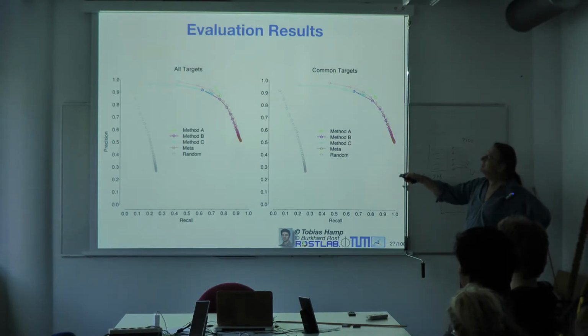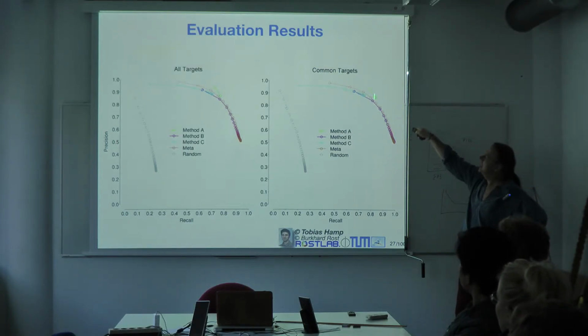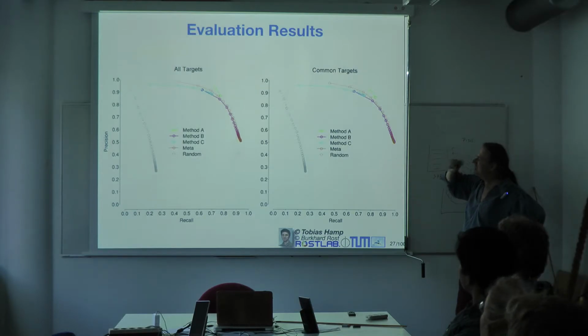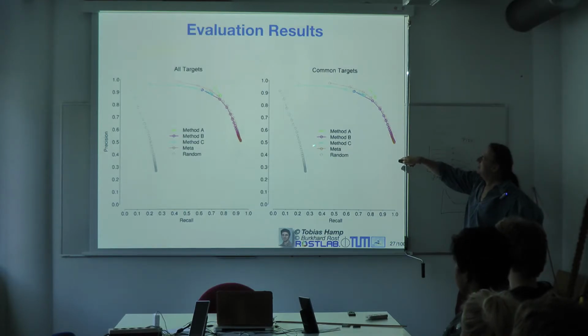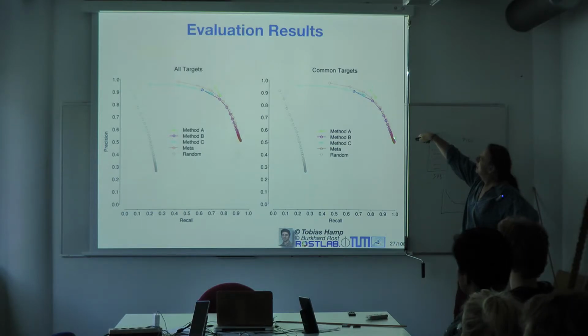So there are 2 graphs here. This is all targets, this is only common targets. In this particular case they don't differ. This is random background. So all methods are clearly better than random background. The brown here we get to later. The 3 different methods are green, purple and this blue here.